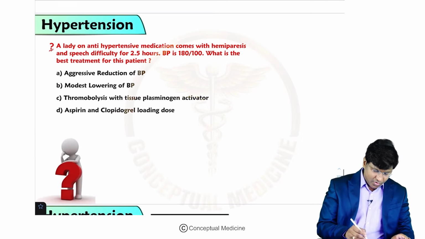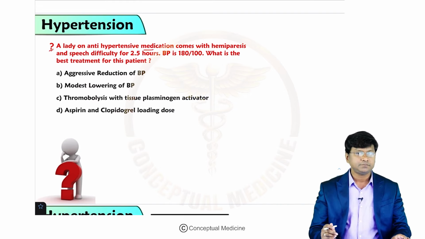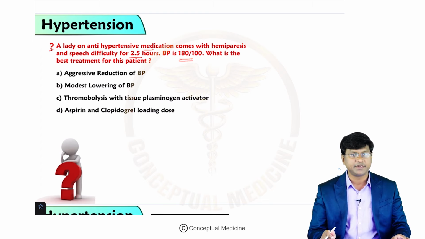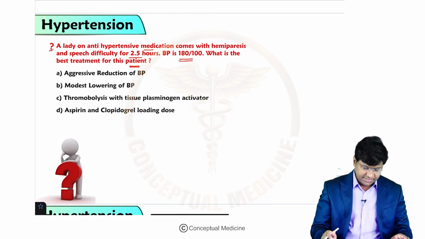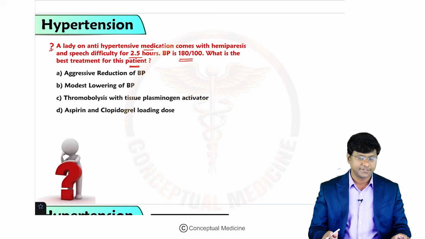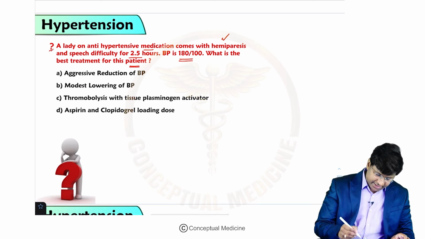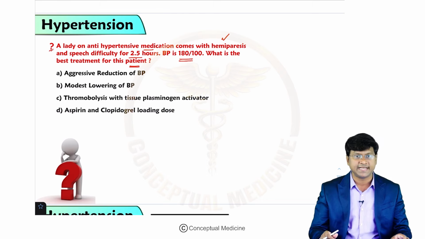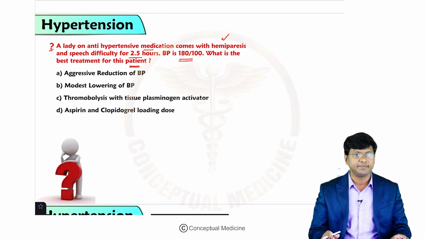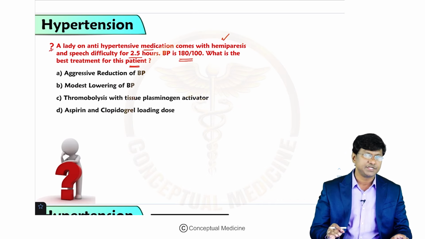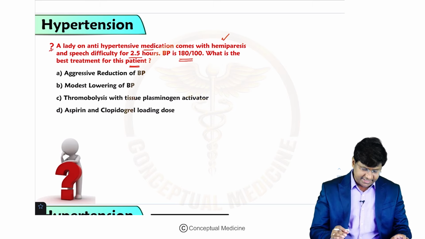Next, a lady on antihypertensive medication comes with hemiparesis and speech difficulty of 2.5 hours. Blood pressure is 180 by 100 millimeters of mercury. What is the best treatment for this patient? Aggressive reduction of blood pressure, modest lowering of blood pressure, thrombolysis with tissue plasminogen activator, aspirin and clopidogrel loading dose has to be given. See, this patient is presenting with hemiparesis as well as speech difficulty. In the sense, the individual has developed some sort of cerebrovascular accident and the blood pressure is 180 by 100 millimeters of mercury. So, in this case, how much is the mean arterial pressure? If you calculate it, it is something around 130.